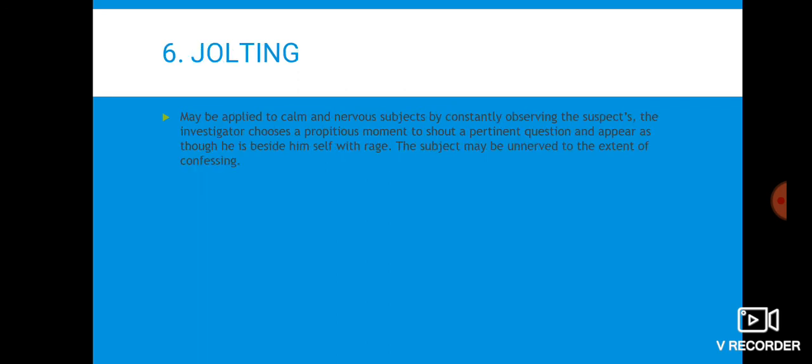Number 6, jolting. It may be applied to calm and nervous subjects by constantly observing the suspects. The investigator chooses a propitious moment to shout a pertinent question and appear as though he is beside himself with rage. The subject may be unnerved to the extent of confessing.